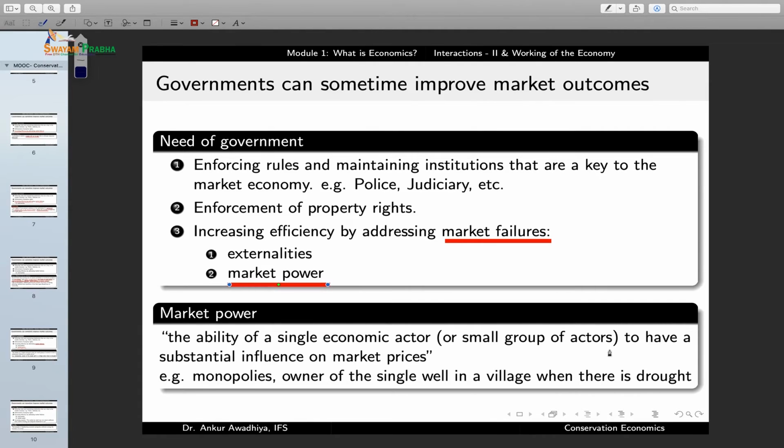Good examples are monopolies or the owner of a single well in a village where there is a drought. So let us consider that there is a village that is suffering from a drought condition, and there is only a single well in that village. Now, the owner of that well, because he sees that there is a huge demand, might charge anything for taking out water from this well. Now, if the owner charges at a disproportionate rate, then it will not be to the benefit of the society. This will result in a market failure because it is leading to an inefficient allocation of resources.